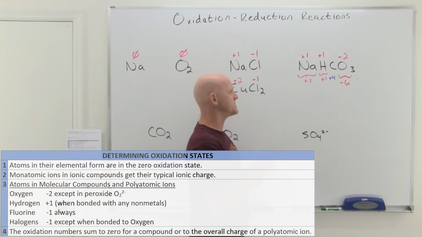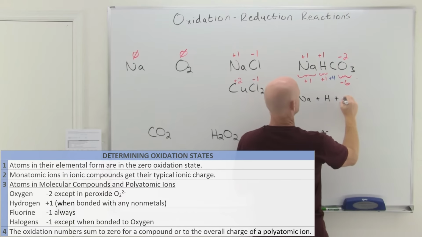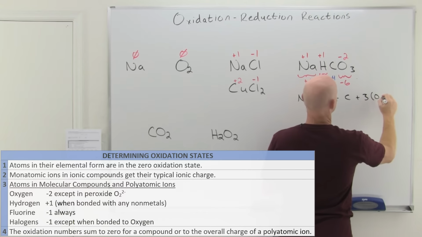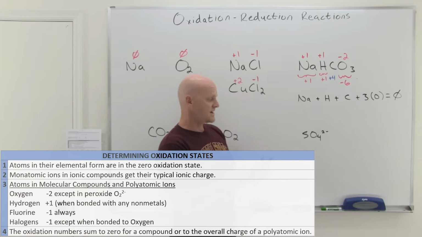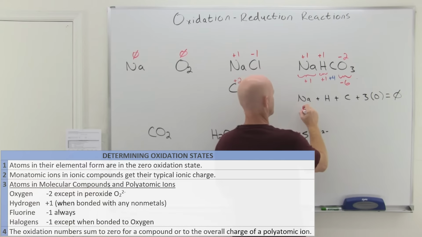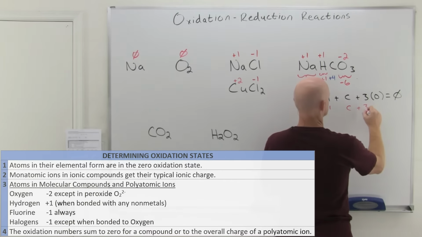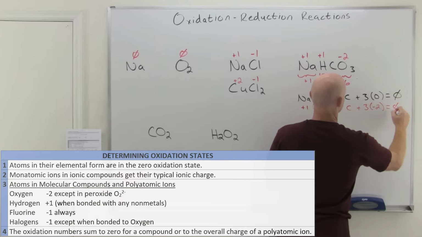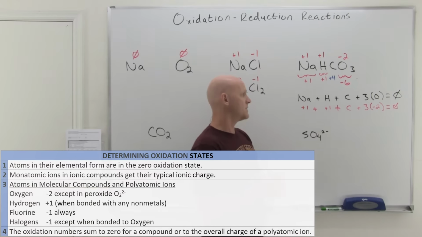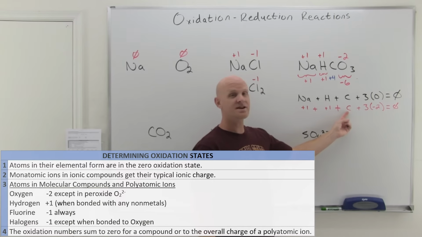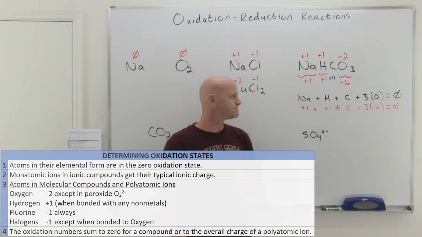Now, you could also make an algebra equation out of this. You could just say sodium plus hydrogen plus carbon plus 3 times whatever oxygen is has to add up to 0. And so in this case, we figured out that sodium was +1, hydrogen was +1, carbon we didn't know yet, it's the last one to assign, and then oxygen was -2 each. And if this all has to add up to 0, then we can figure out algebraically, solving for this as kind of like its x, if you will, solving for carbon, it would indeed come out to +4.